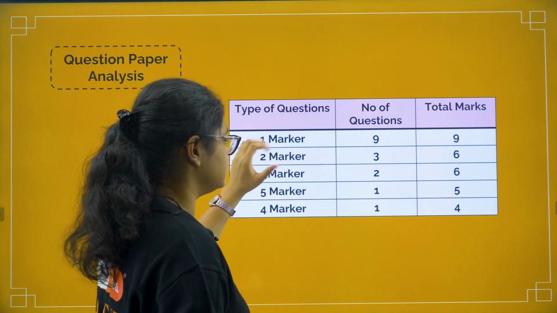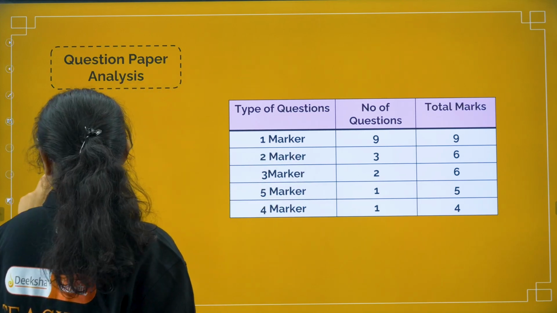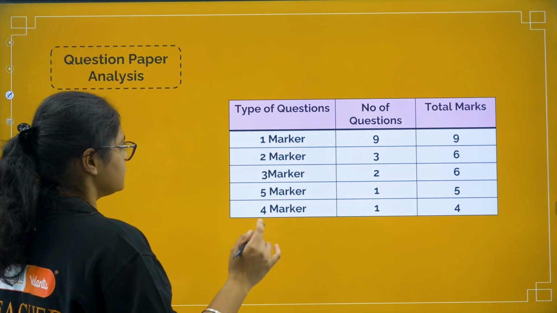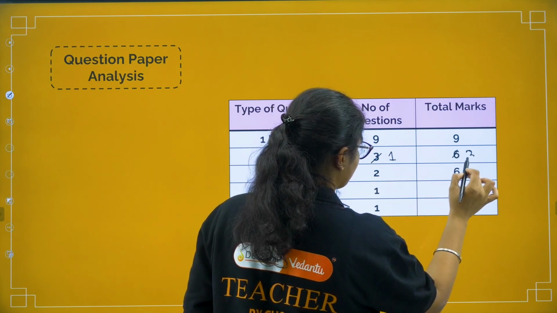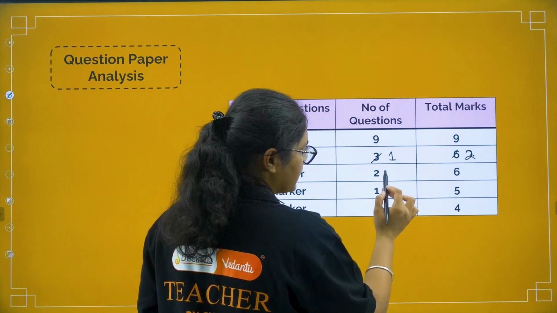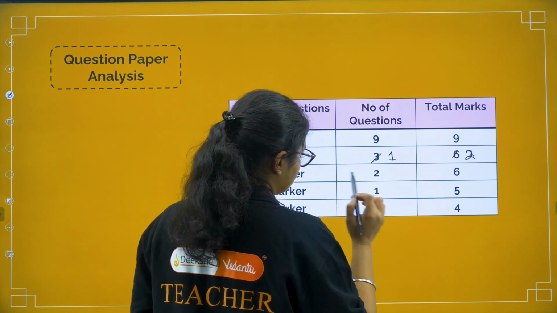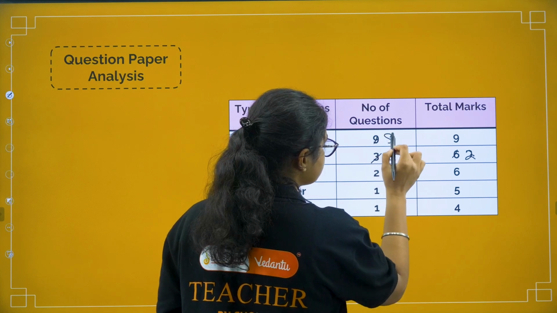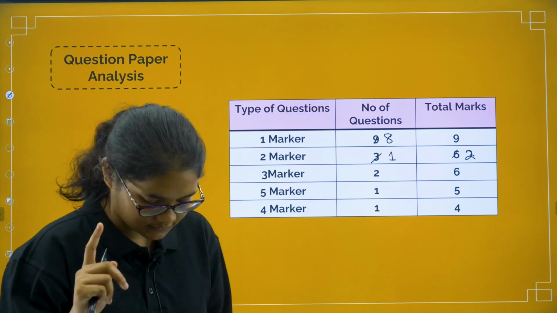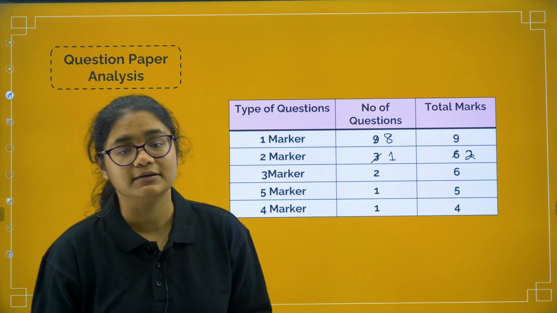You will be having MCQ 1 marker questions, then you have 1 question of 2 marker for chemistry, so that accounts to 2 marks, and in 3 marker there are 2 questions, so 6 marks. In 5 marker there is 1 question, 5 marks, and in 4 marker there is 1 question, so 4 marks. Here MCQs will be 8 questions, where 7 questions will be MCQ and 1 question will be an assertion and reason based question.